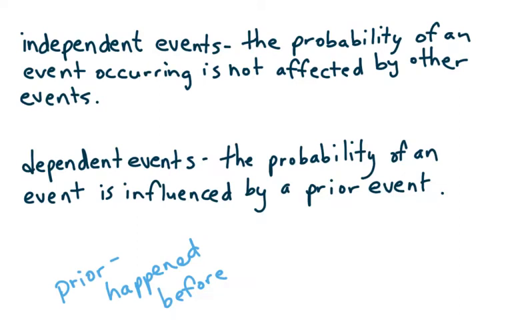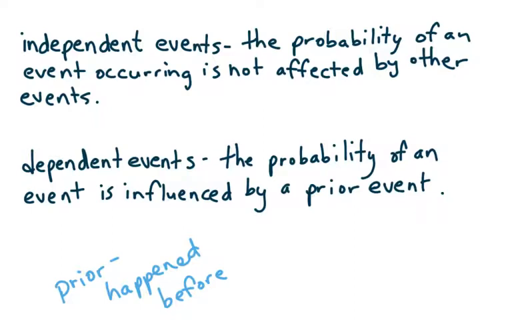All right, first thing you need to know. The probability that we've been doing in the past has been based on independent events. That means the probability of an event occurring was not affected by other things happening. So we didn't have any other events. We just had one event, and it was independent. And if we had two, they were still independent of each other.